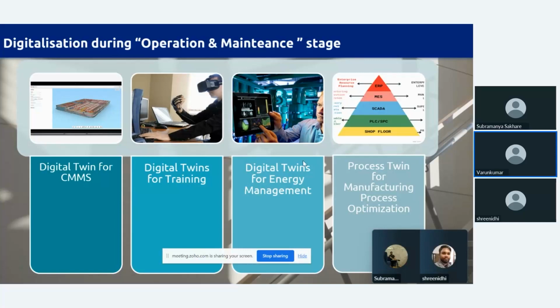The digital twins can also be used for energy management, which we will go through in detail. We have also conducted many other webinars specifically on energy management and digital twins, and how we can connect them. Then there is the process twin for manufacturing process optimization. Once we have captured all this data, we can link the shop floor, all the PLC controllers, the SCADA, and the manufacturing execution system to an ERP system. All these databases are connected, and then you can create a process twin to see what optimization you can do in your actual production lines.